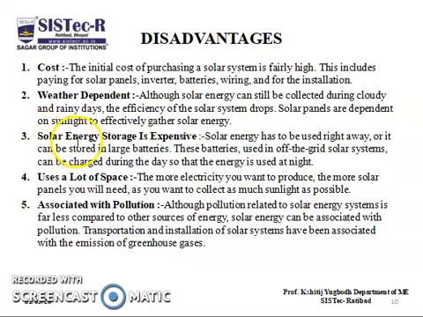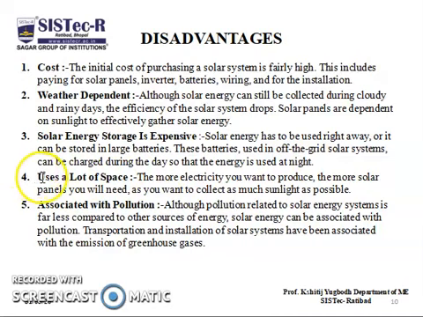The third disadvantage is solar energy storage is expensive, because solar energy has to be used right away, or it can be stored in large batteries. These batteries, used in off-the-grid solar systems, can be charged during the day so that the energy is used at night. So overall another cost is added in the solar energy, and that is the cost of the battery, and that is too huge.